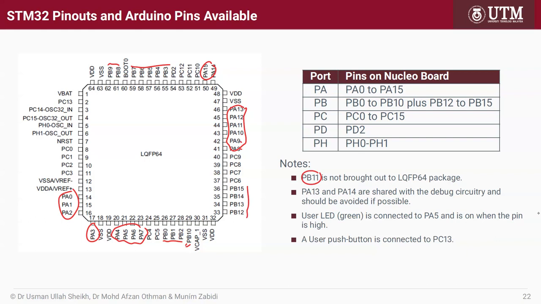Then we have PD2, only one pin. Where is it? Okay, here, there is PD2. So from port D only one pin, and then we have port H, here. E, F, G are not taken out, not available. PA13 and 14 are not recommended to use, so they should be avoided, but actually nothing says we cannot. If you're not debugging, just use it.